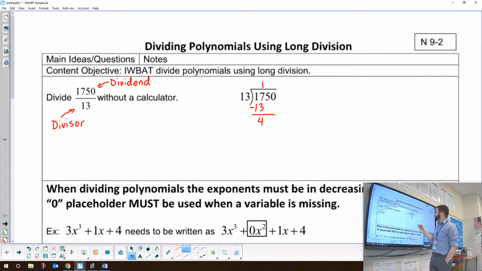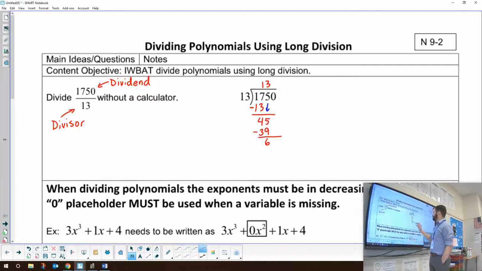Then I'm going to bring down my next number. I'm going to bring down this 5. And now we're going to think, how many times can 13 go into 45? And in this case, it's going to be 3. 13 can go into 45 3 times. We're going to go 13 times 3 is going to be 39. We'll draw my line, change that to a subtraction, and then we'll subtract again. 45 minus 39 is 6.